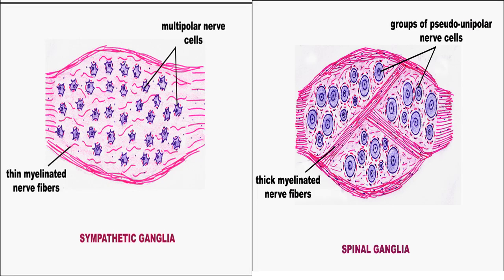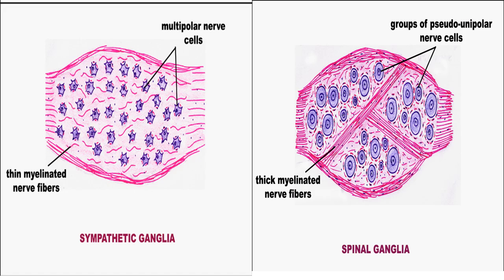Here we compare spinal ganglia and sympathetic ganglia. The function of the spinal ganglia is sensory, and the function of the sympathetic ganglia is motor. The capsule of the spinal ganglia is thick; the capsule of the sympathetic ganglia is thin. The nerve cells in the spinal ganglia are pseudo-unipolar, few in number, and present in groups.